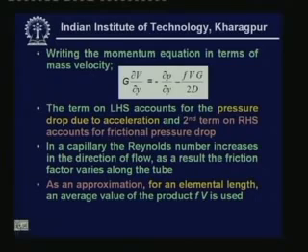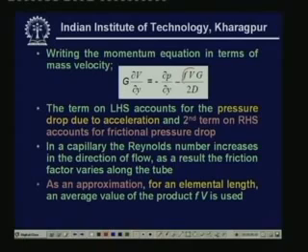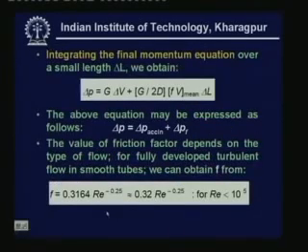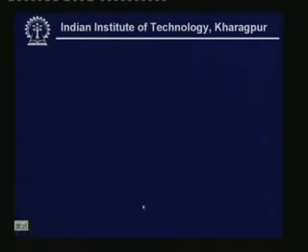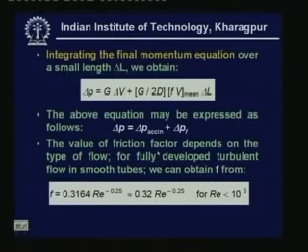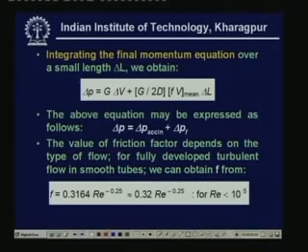That means we take a small elemental length and we assume that for that elemental length this product is constant, or we take a mean of this. F mean we take for the elemental length. So integrating the final momentum equation over a small length delta L, we obtain this equation: delta P is equal to G into delta v plus G by 2D into f mean into delta L. This is the total pressure drop for the small element, this is the pressure drop due to acceleration, and this is the pressure drop due to friction.